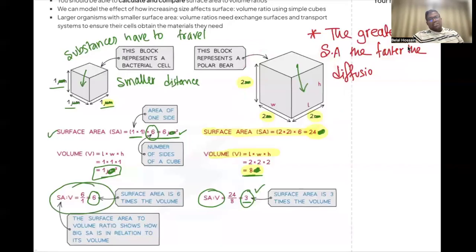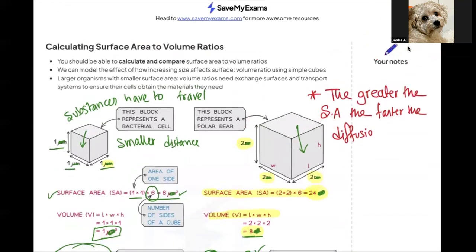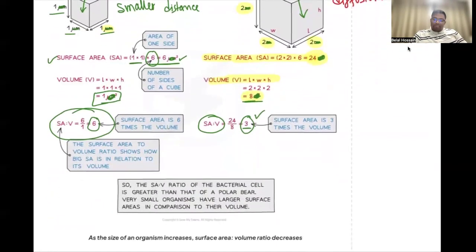Any questions, Akshara, Sasha, you can ask me. No, sir. Okay. So again, we were saying here, the greater the surface area, the faster the diffusion. You have understood this one. No problem. Just one more addition. Diffusion only occurs on the surface.